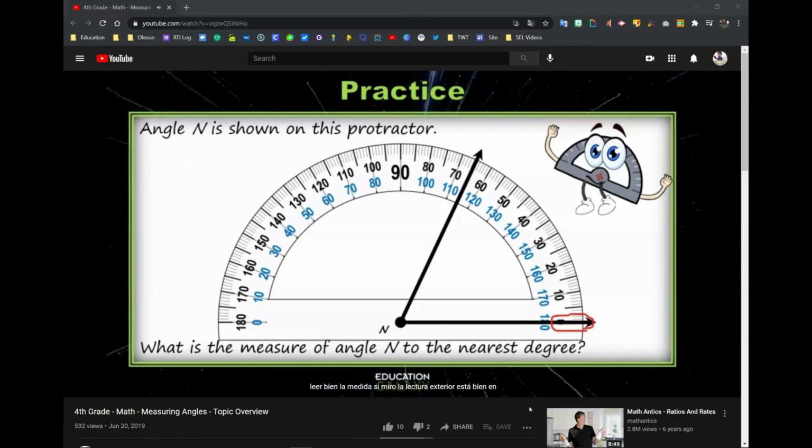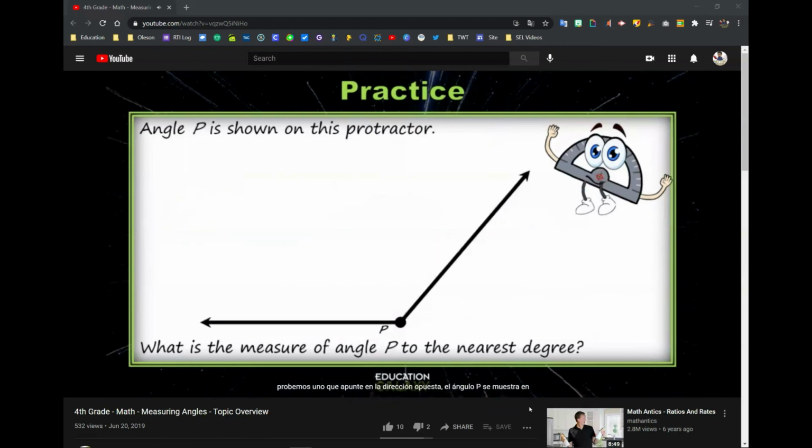And step 3, read the measurement. Well, if I look at the outside reading, it's right in between 60 and 70, so that would mean it's 65. So our answer is 65 degrees. Let's try one that's pointing in the opposite direction.